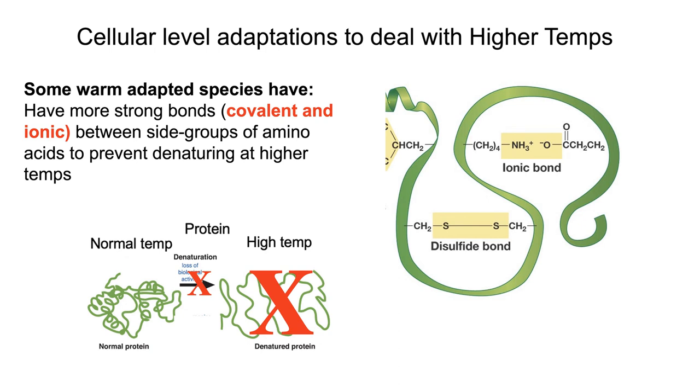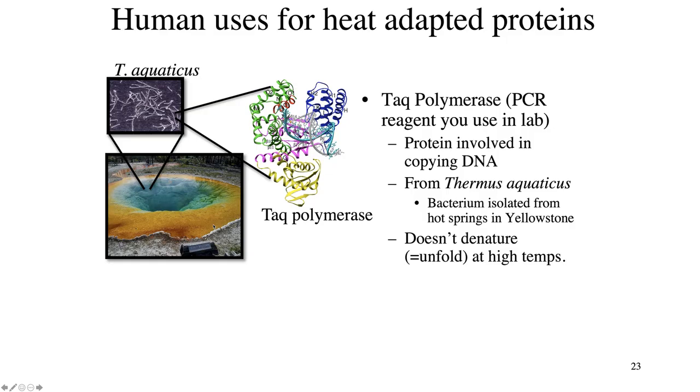Some organisms have evolved cellular level adaptations to deal with these higher temperatures. Specifically, they've evolved to put stronger bonds, like ionic bonds or covalent bonds, in the secondary and tertiary structure of the protein. So when that protein gets heated up, for example, you have this disulfide bond and this ionic bond, which are stronger than those non-covalent bonds. That stops the denaturation process from happening when the protein heats up. And we've used this for our own uses.